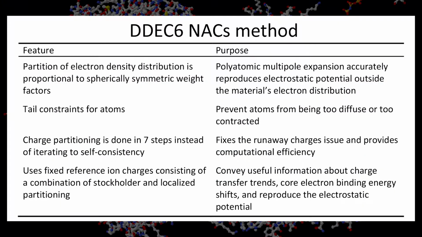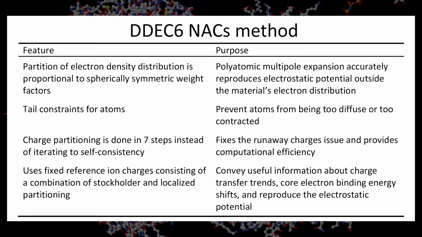The important features and their purpose in the DDEC-6 method are outlined in this table. First, the partition of electron density distribution is proportional to spherically symmetric weight factors in order to reproduce the electrostatic potential outside the material's electron cloud. DDEC-6 has tail constraints for atoms in order to prevent them from being too diffuse or too contracted. Further, the charge partitioning is done in 7 steps instead of iterating to self-consistency, so that the runaway charges problem is avoided and computational efficiency is attained.